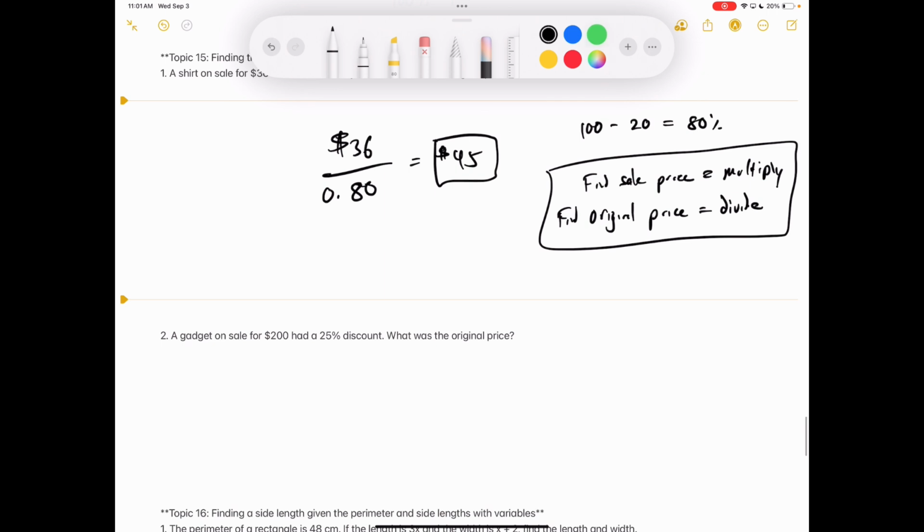Okay. So on this one, we had a 25% discount. So we paid 75% of the original. So we do 200 divided by 0.75. And that's 266.67.